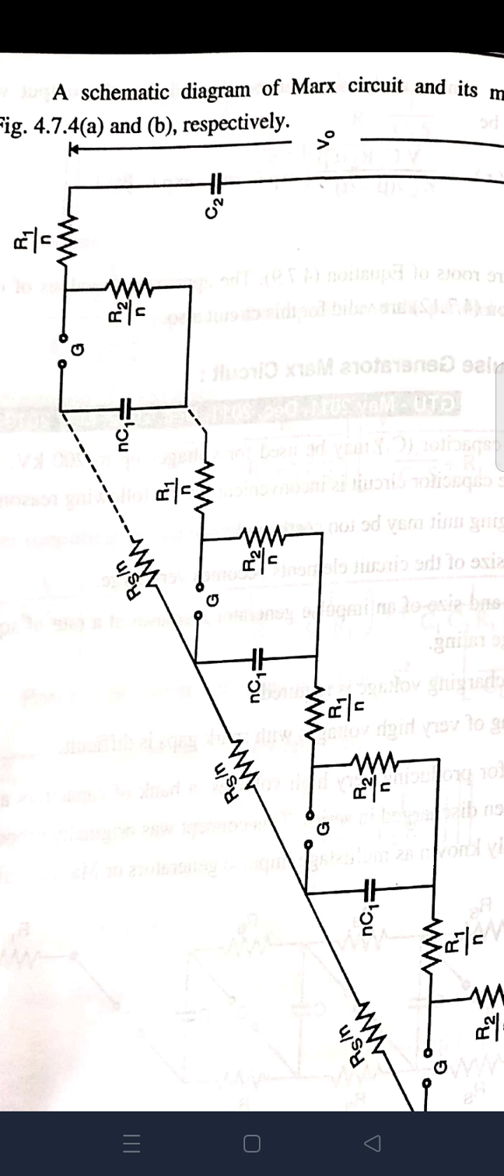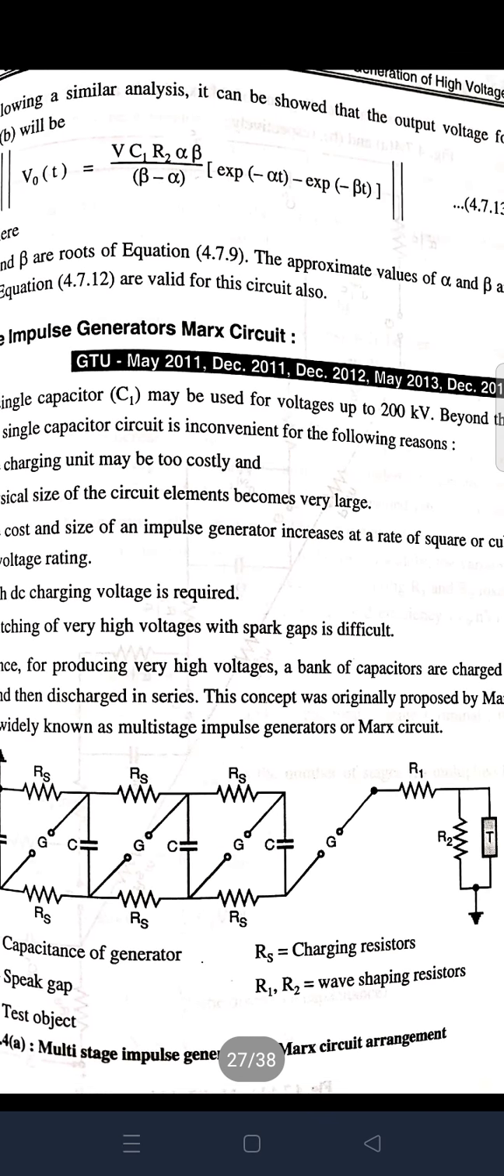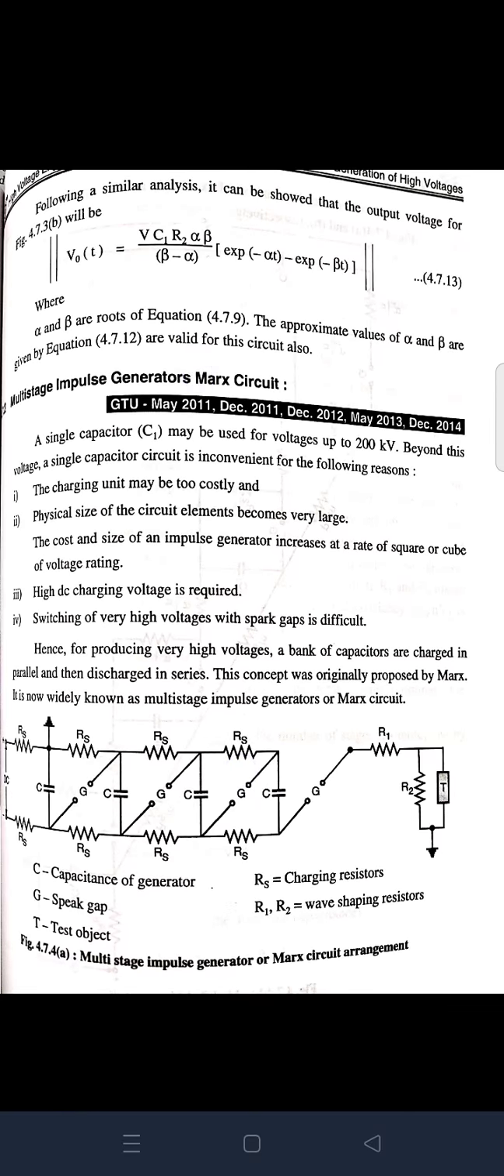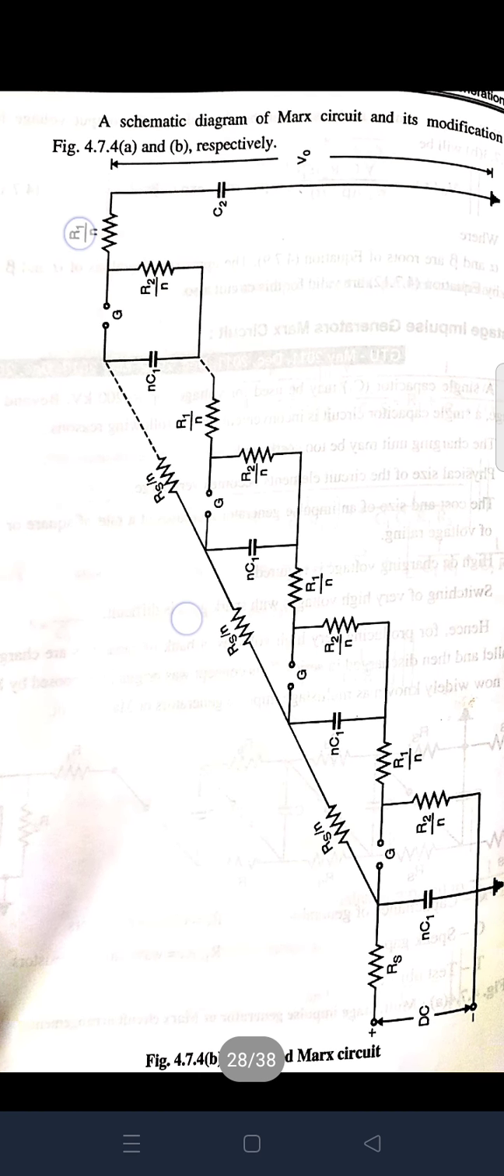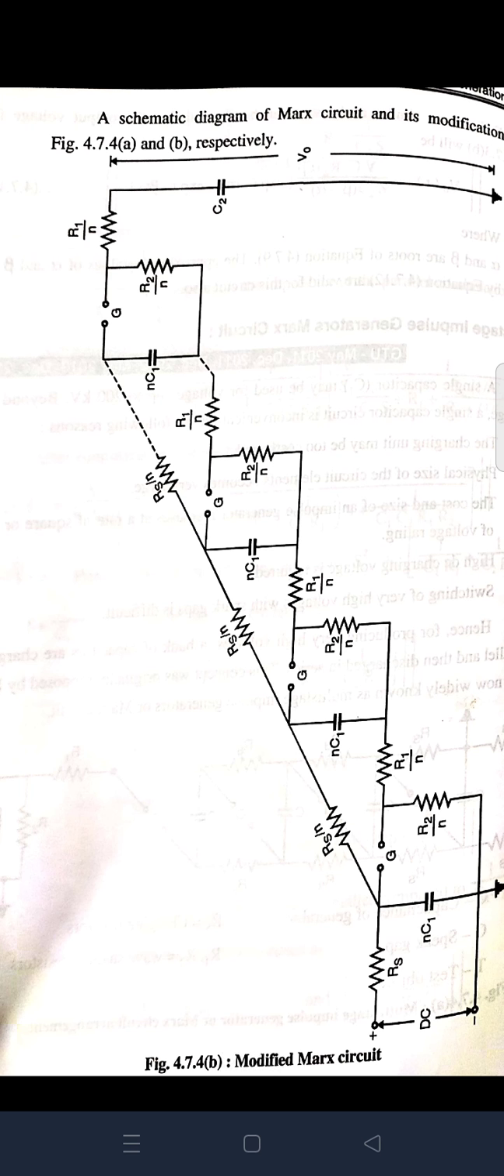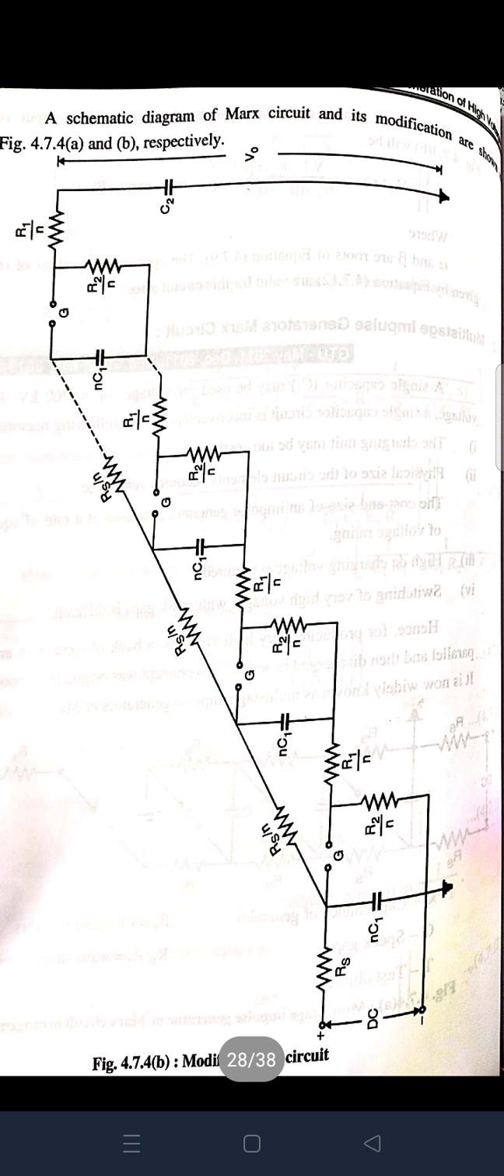In the Marx circuit of the figure shown here, the impulse wave shaping circuit is connected externally to the capacitor unit, whereas in the modified Marx circuit, the resistances R1 and R2 are incorporated inside the unit. R1 is divided into n equal parts, R1 divided by n, and put in series with the gap G. And R2 is also divided into n parts and arranged across each capacitor unit after gap G. This arrangement saves space and also cost is reduced.